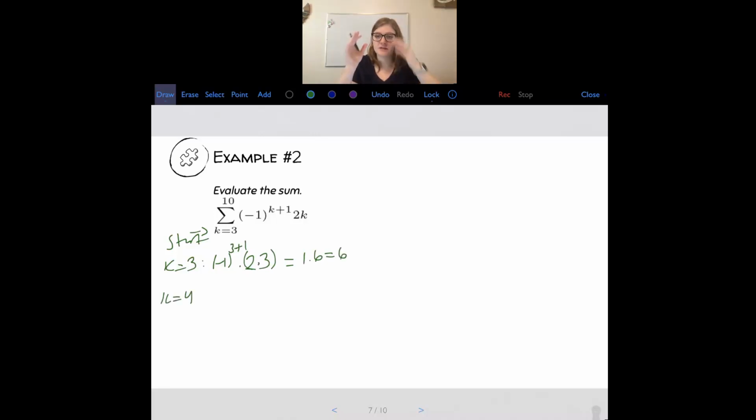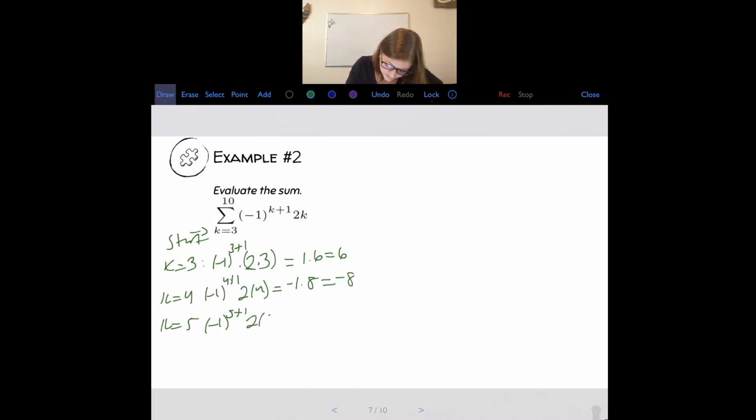Okay, and I'm using what we talked about. -1 to an even power is 1. -1 to an odd power is -1. So we have -1 to the 4 plus 1 times 2 times 4, which is going to give us -1 times 8, which is -8. And then we do k is equal to 5, so we have -1 to the 5 plus 1 power, 2 times 5, which is going to be 1 times 10, which is 10.